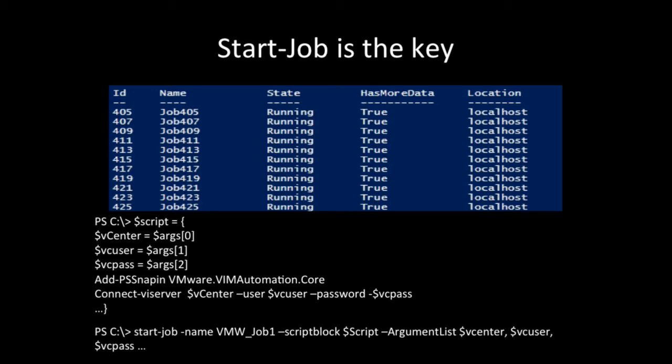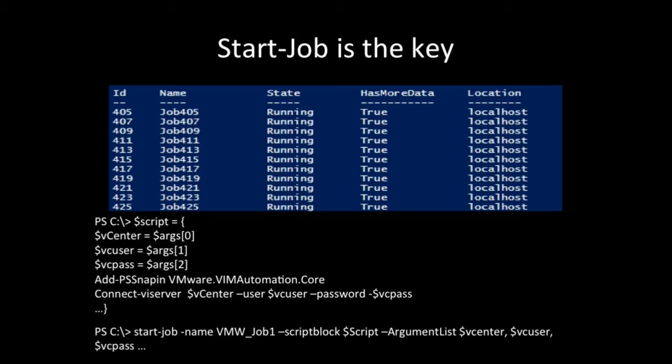And then the argument lists are any of the variables that we want to pass into those jobs. So for example, if we're doing things with vSphere, or we want to connect into another vCenter session, then you may connect in, you may pass through the variables of your vCenter, your admin username, and your password, and then the virtual machines or objects that you're going to work with.